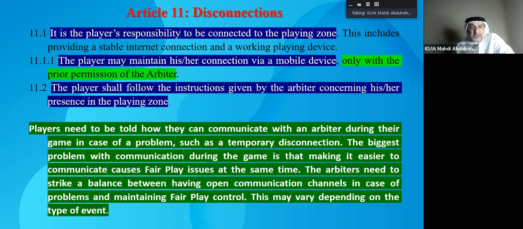So the arbiter needs to strike a balance between having open communication channels in case of a problem and maintaining fair play control. This may vary depending on the type of event. Maybe the arbiter also needs to be experienced. How do I communicate with a player: by chatting, by call, by team, by any member of the team? So you have to find the solution.